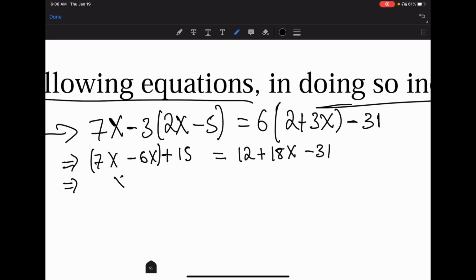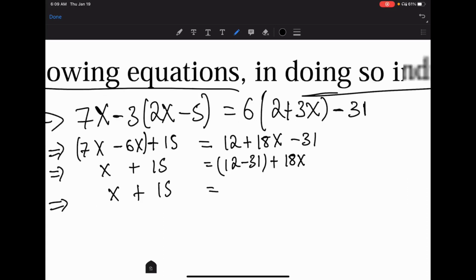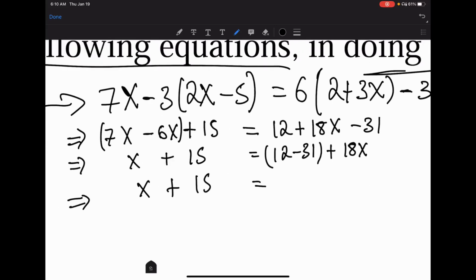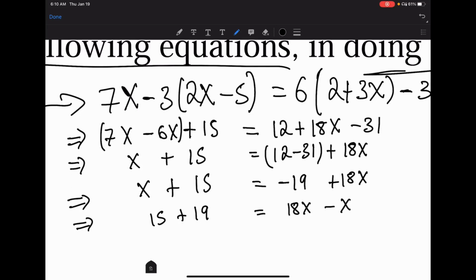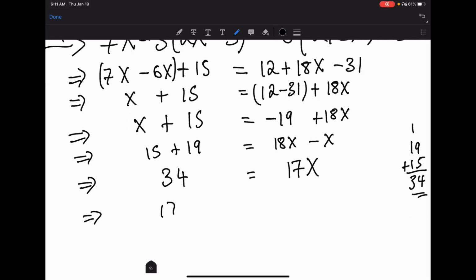7x minus 6x, that is x plus 15 is equals to 12 minus 31 plus 18x. Okay, possible. We can do like this. This is x plus 15 is equals to 12 minus 31, negative 19 plus 18x, which again implies 15 plus 19 is equals to 18x minus x. 34 is equals to 18x minus x, that is 17x. And we can write this as 17x equals to 34, possible.